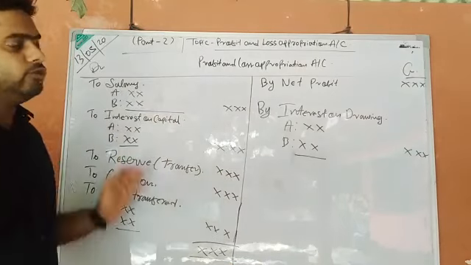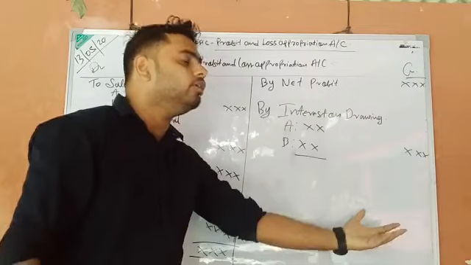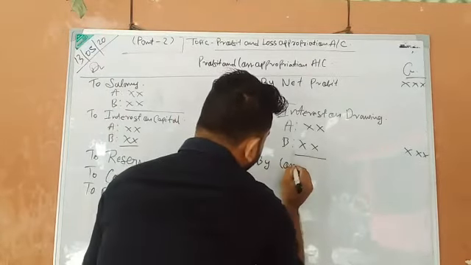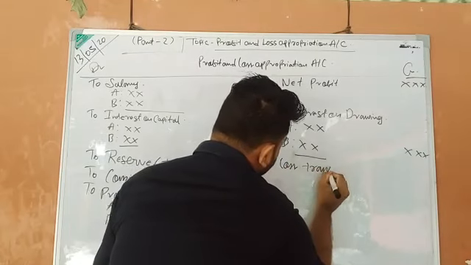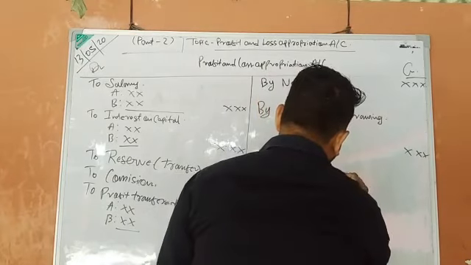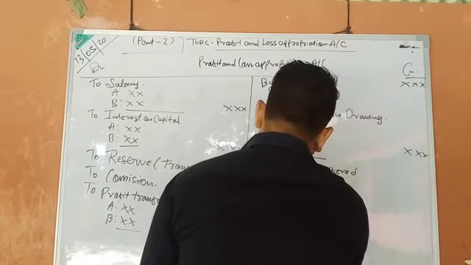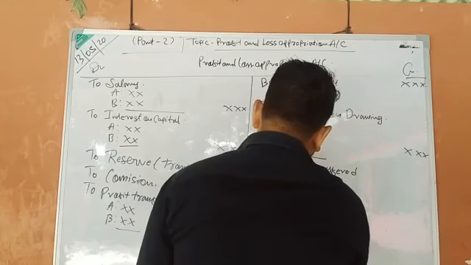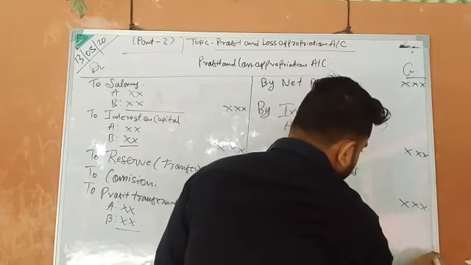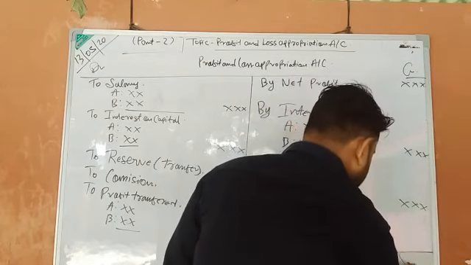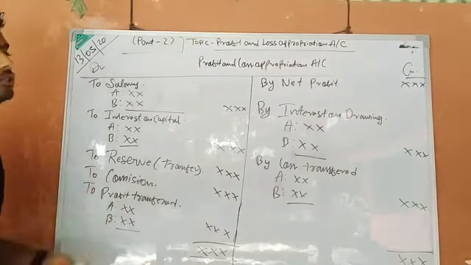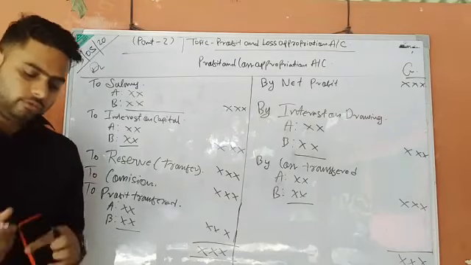If the debit side is more, meaning the expenses are more, the balance will come on the credit side. So it will be by loss transfer. So this is a specimen of the profit and loss appropriation account.